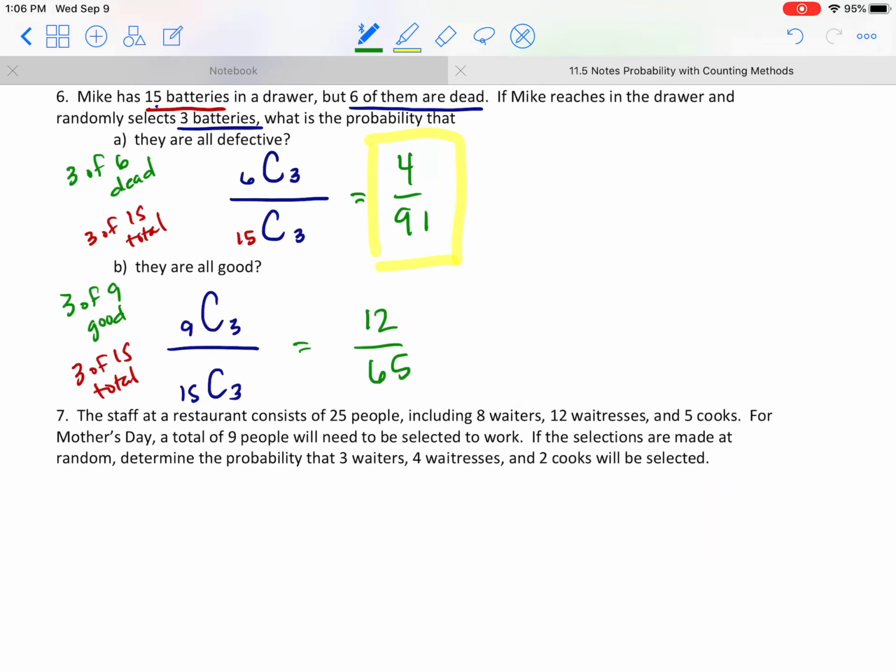An 18% chance is a higher likelihood of choosing all good batteries, and that's because there are 9 of those versus just 6 dead ones, so it makes sense that the probability is a little higher.